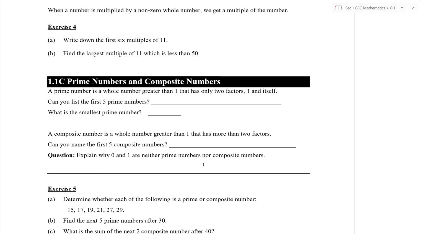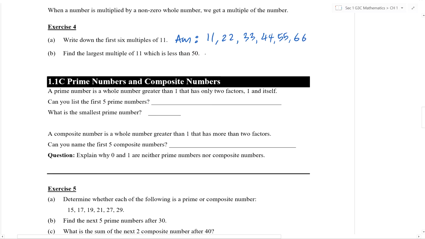Can you name me the whole numbers? 1, 2, 3. So what is the first non-zero whole number? 1. When it is multiplied by 1, we have the answers 11, 22, 33, 44, 55, and 66.